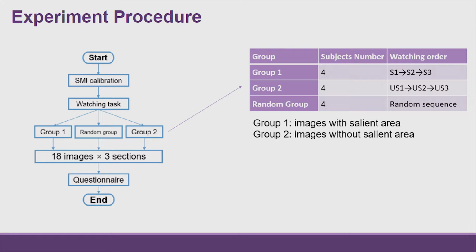In each section, there are 18 images, which means each subject has to watch 54 images in total. After each section, the subjects need to finish a 10-level questionnaire to mark their subjective feeling. So that's all about our experiment design.